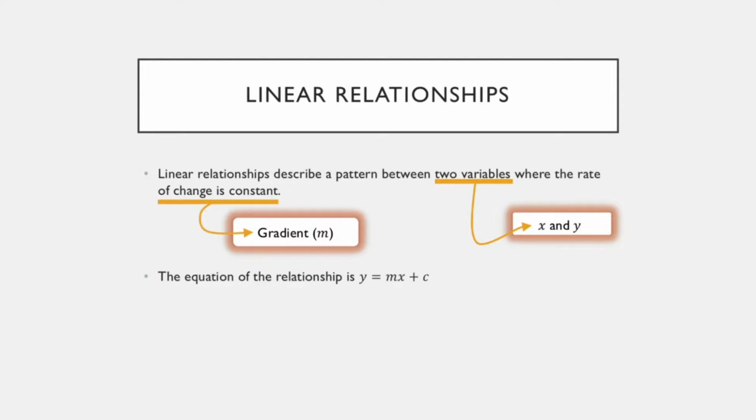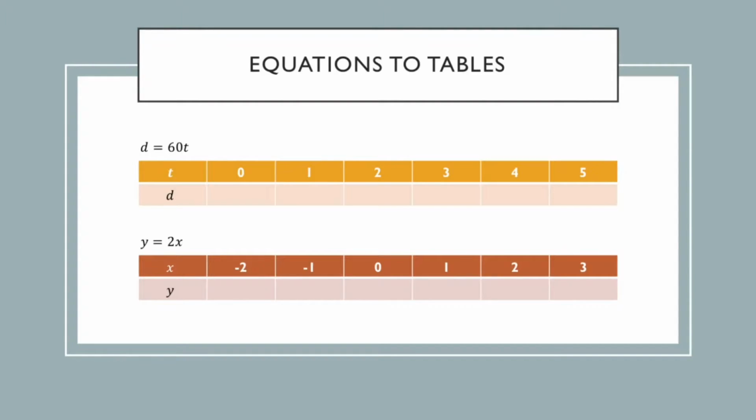We're also going to focus on this equation, y equals mx plus c. Now let's start off by doing this table. D equals 60t. So that's pretty much the speed, distance, time equation that we did last week. So when we do this, 60t is the same as 60 times t, and this row describes t. So here we're doing 60 times 0, which equals 0. Then we're going to do 60 times 1, which is 60, 120, 180, and so on.